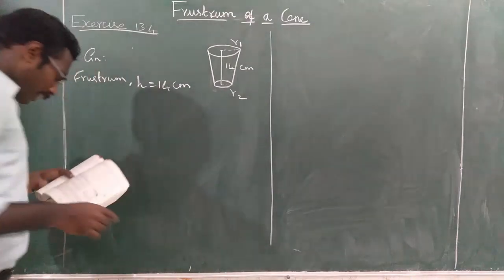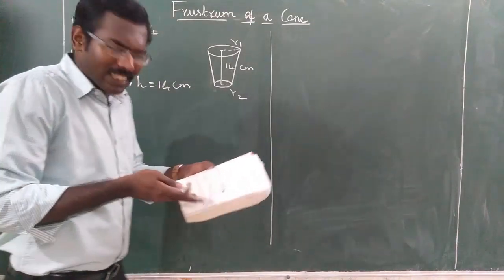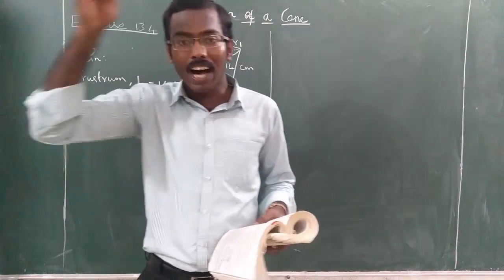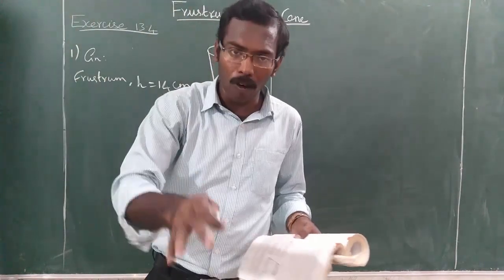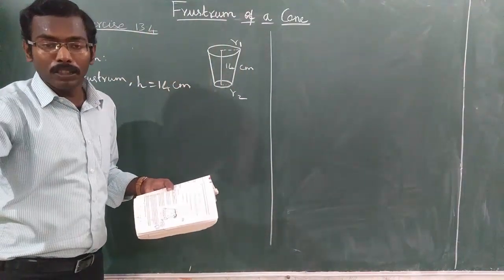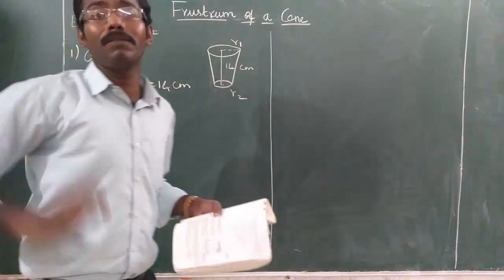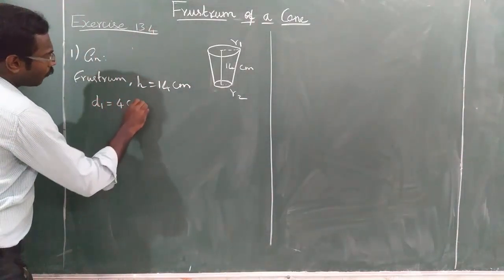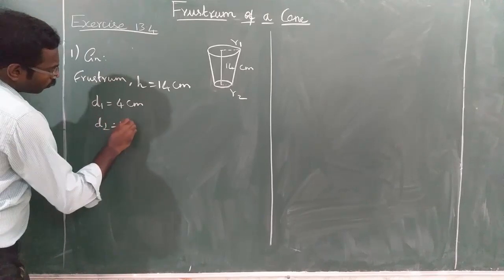Then diameter. They have not mentioned D1, R1, nothing. You have to understand. The bigger one is R1. Bigger diameter is D1. Smaller diameter is D2. So 4 centimeter and 2 centimeter. Which one is bigger? 4 centimeter is bigger. Therefore, D1 is equal to 4 centimeter. D2 is equal to 2 centimeter.